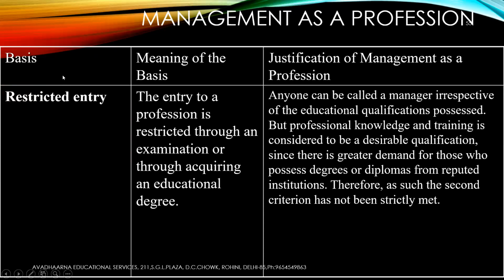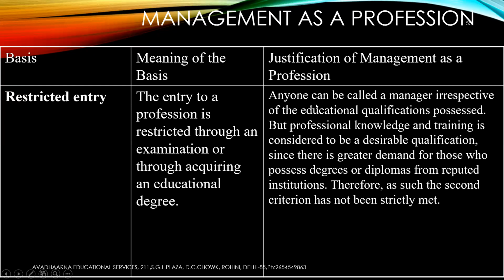Second feature of a profession is that there is a restricted entry. What do we mean by this? The entry to a profession is restricted through an examination or through acquiring an educational degree. For example, if you want to be a doctor, you have to have an MBBS degree. If you want to be a lawyer, you should have an LLB degree. If you want to be a CA, you should be an authorized CA. Now, let us see whether management as a profession justifies this feature or not.